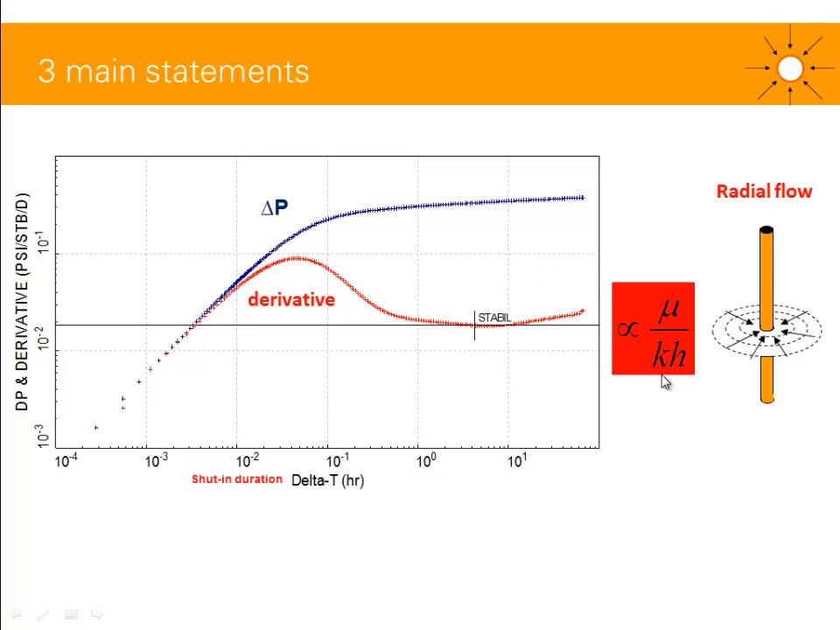Second main statement. The vertical separation between your stabilization and the delta P plot, so if you like between the two plots, is indicative of the skin or the damage in the well. A higher separation will mean higher skin, lower separation, lower skin.